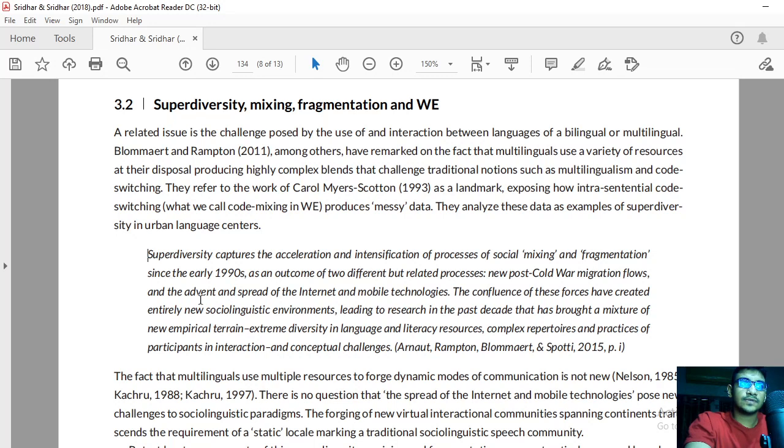So here's a quote: super diversity captures the acceleration and intensification of processes of social mixing and fragmentation since the early 1990s as an outcome of two different but related processes. So mixing and fragmentation. Mixing is when they come together. Fragmentation is when the things are not together. A new post-Cold War migration flows and the advent and spread of the internet and mobile technologies. The confluence of these forces have created entirely new sociolinguistic environments, leading to research in the past decade that has brought a mixture of new empirical terrain, extreme diversity in language and literacy resources, complex repertoires and practices of participants in interaction, and conceptual challenges.